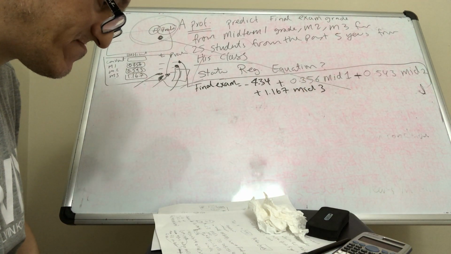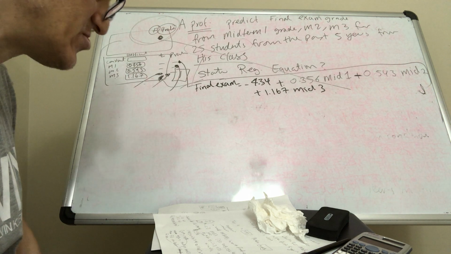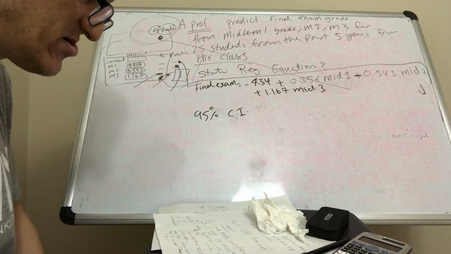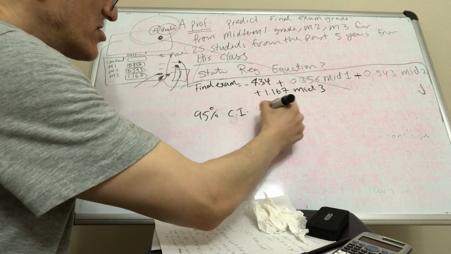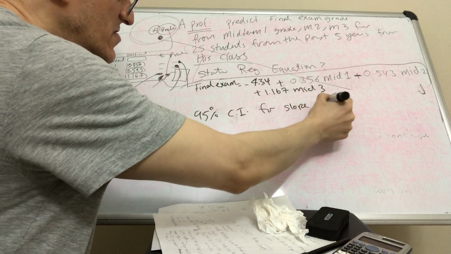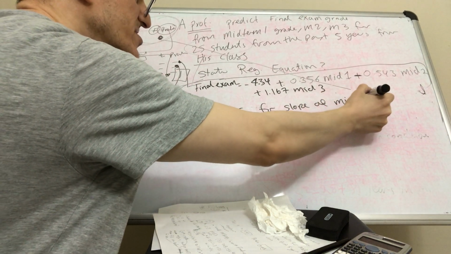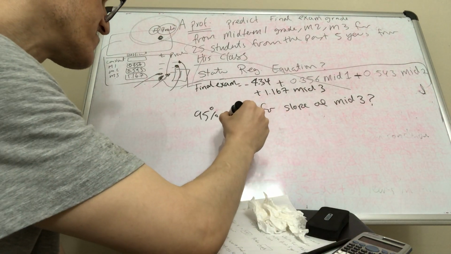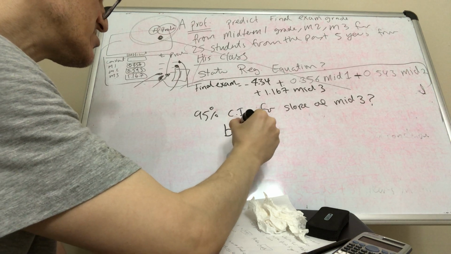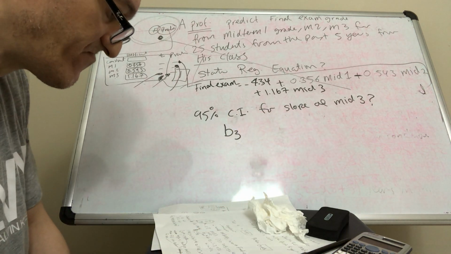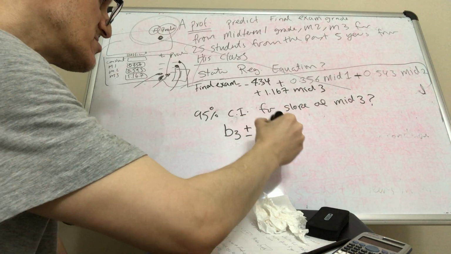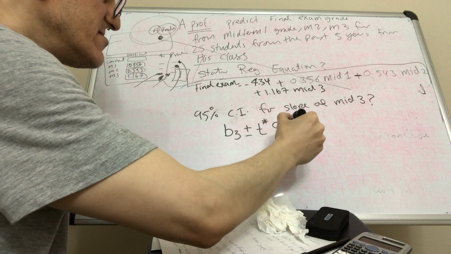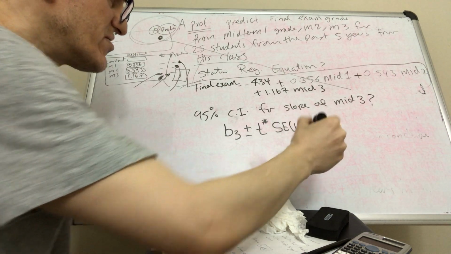In the next question, they wanted you to calculate a 95% confidence interval for the slope of midterm 3 and interpret what it means. The formula is you take B3 plus or minus T star times SE of B3.